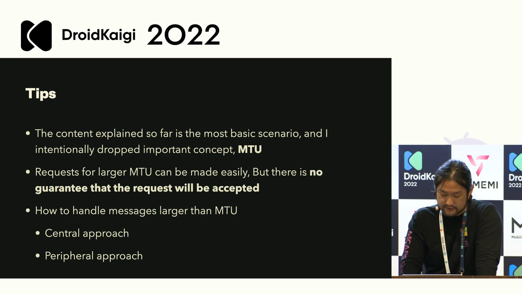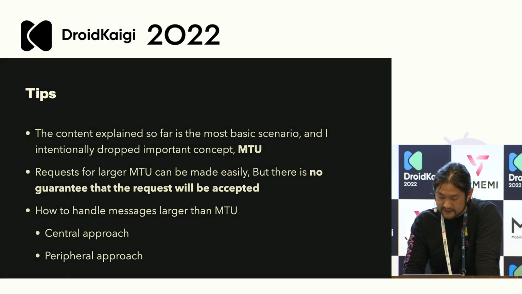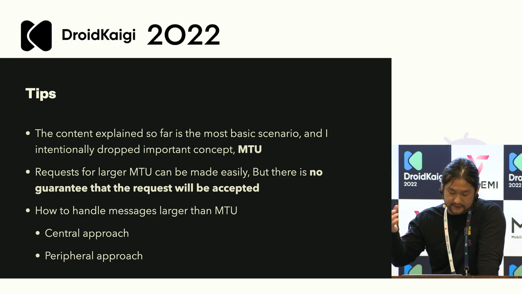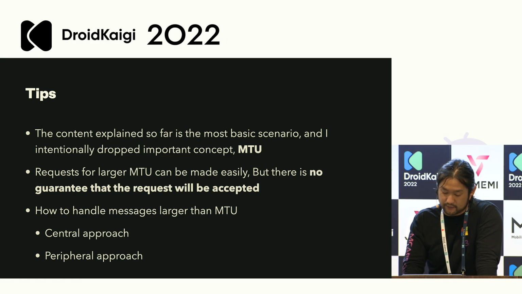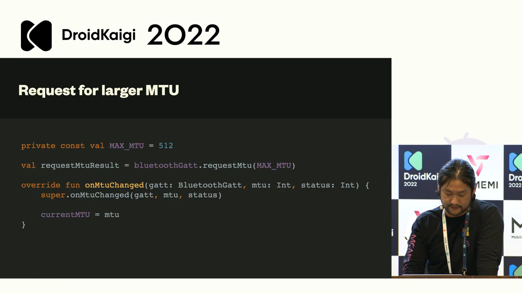There are several approaches to address this with BLE. The first is to extend the MTU, which stands for maximum transfer unit, to increase the amount of data you can transfer at once. The next approach is to send the data in chunks, even if it cannot be sent at once. Both approaches are discussed here. The first approach is to extend the MTU.